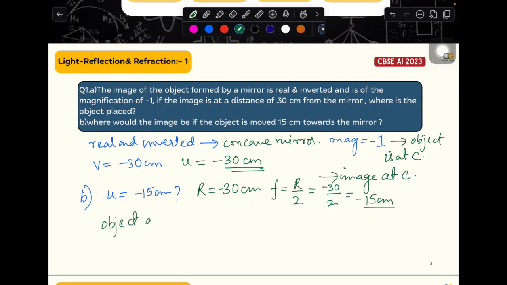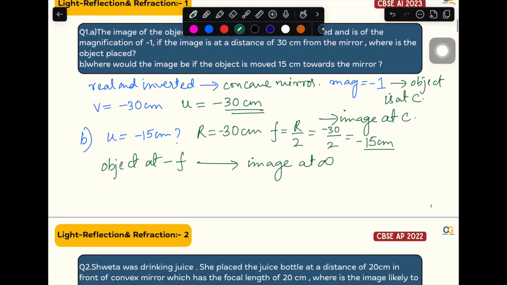So if f is equal to -15 and the object is also placed at 15, that means that the object is at focus. So if the object is at focus, the image will be at infinity, right? So the image will be at infinity. This is how you solve very basic 2 mark, 3 mark questions from the light reflection chapter, where it is mostly from the verbal of the question. So these kinds of questions should be practiced so that you can answer them better.